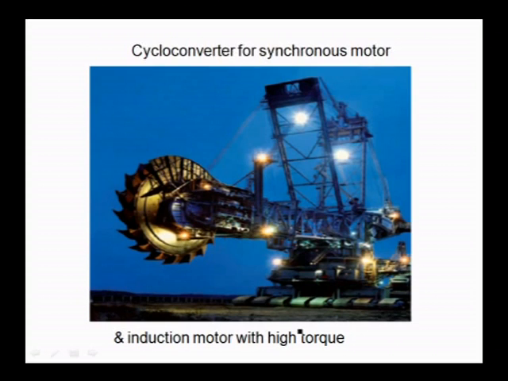They are economical for high powers. So, cycloconverters are used for synchronous motors and induction motors with very high torque. If you want a very high torque induction or synchronous motor, cycloconverters are used. See the picture, it shows maybe crushing, it may be used in mining and so on. For this type of application we need a high torque, and the speed also has to be very low here. So, we go for cycloconverters in applications where we need very high torque.